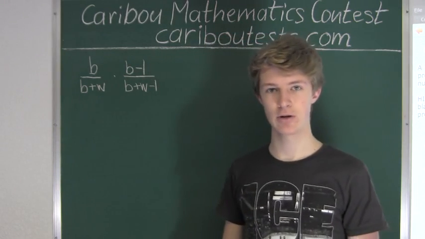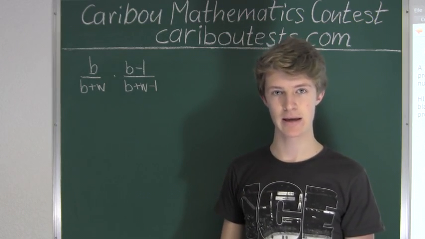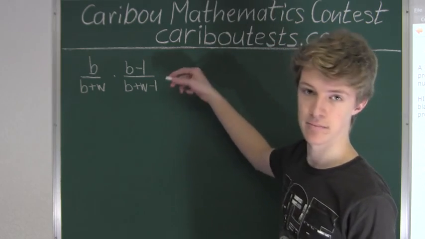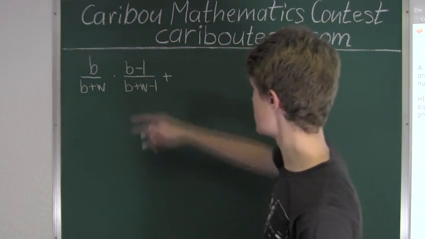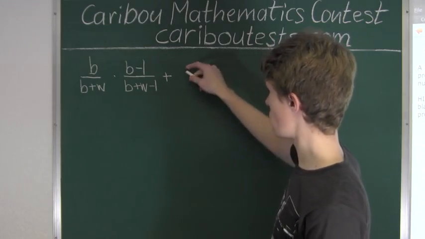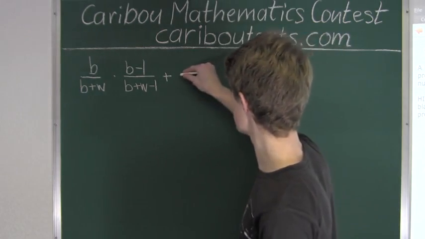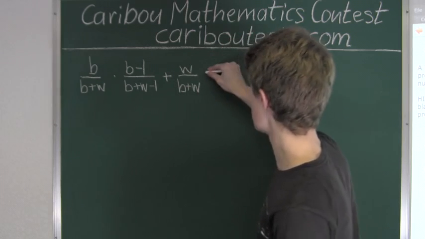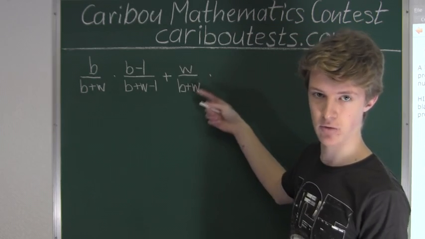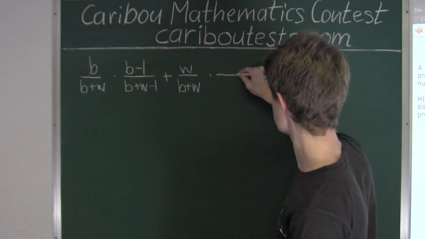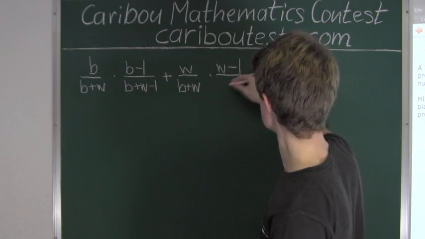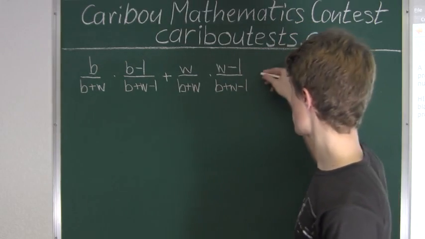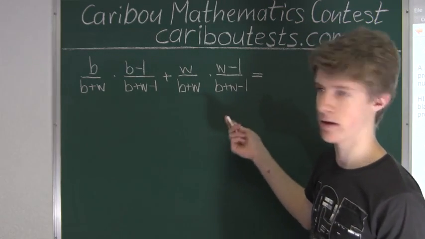And now since the two events, picking two black beans out of a bag or picking two white beans out of a bag, are independent from each other, we are going to add. So this is the first event, and the second event is first pulling a white bean out of the bag, which is W over B plus W. Now we multiply this by W minus 1, just like here, because we have one less white bean, and then B plus W minus 1. And we know that this probability must be 50%, so 1/2.